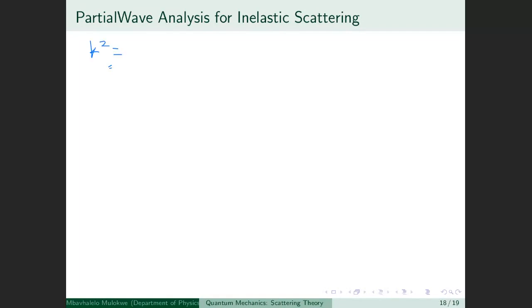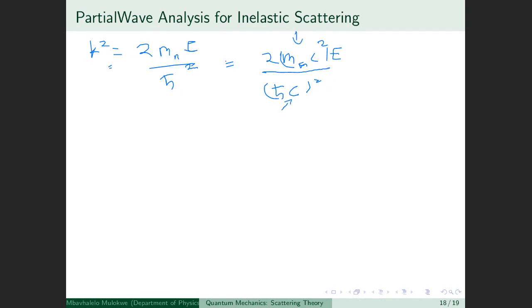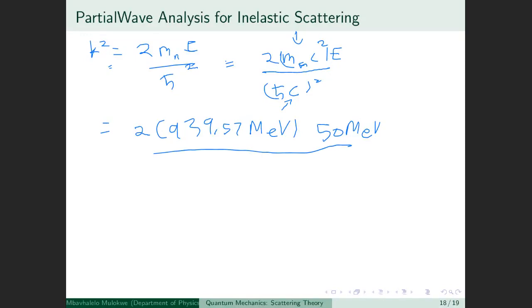So k squared is given by 2 mass of the neutron times E, and then you work in terms of MeVs. I'll just multiply by h bar c squared, so 2mc squared, and the mass of the neutron and also h bar c, you can look them up in terms of MeV. So you just plug that in: 939.7 MeV, the energy was given to be 50 MeV, and 197.33 MeV per Fermi squared. This works out to be 2.51 Fermi minus 2.